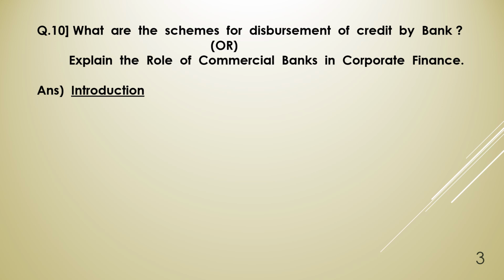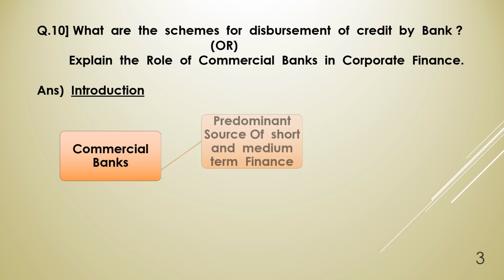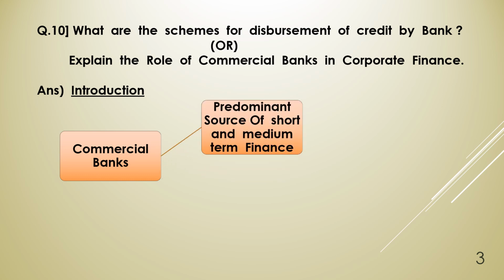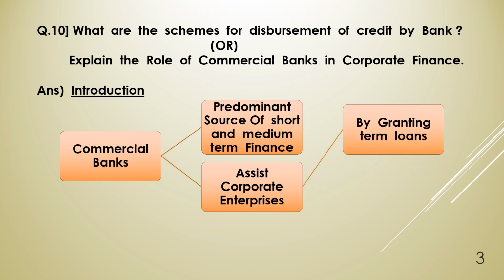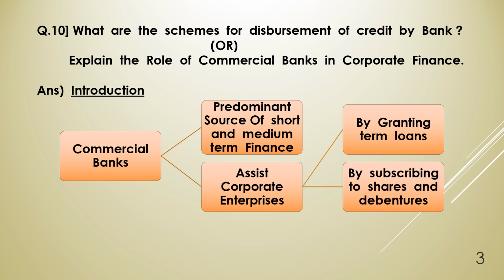A joint stock company can raise funds from various sources to meet its short and medium term business requirements. Among these, commercial banks play a predominant role in providing short-term as well as medium-term finance to corporate houses. They assist the corporate enterprises in the following ways. Firstly, they grant term loans, that is loans ranging from short term to long term, to the joint stock companies. Secondly, these commercial banks also subscribe, that is, they invest money by purchasing shares and debentures of the companies.